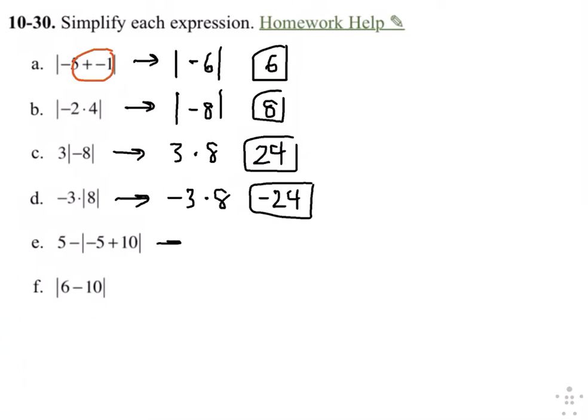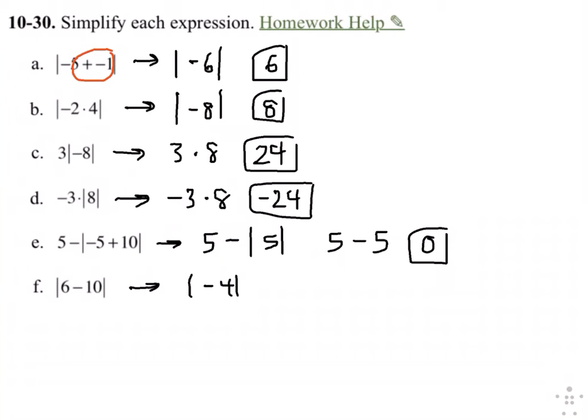For E, we have 5 minus the absolute value of -5 plus 10. -5 plus 10 is +5. So this means we have 5 minus 5, which is 0. And the last one, we have the absolute value of 6 minus 10. 6 minus 10 is -4. The absolute value of -4 is +4.